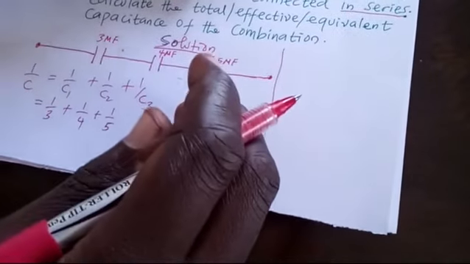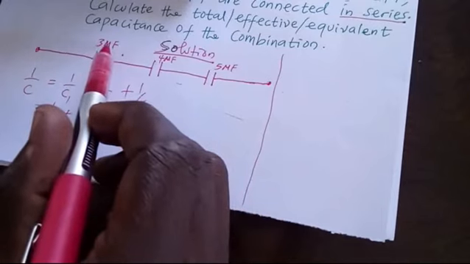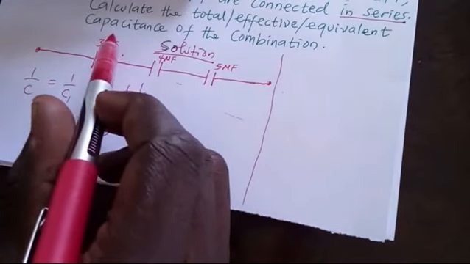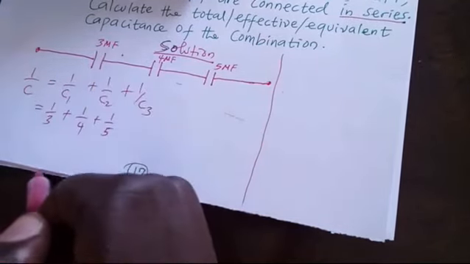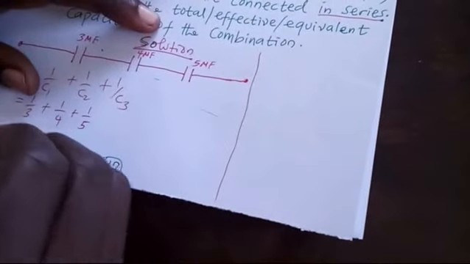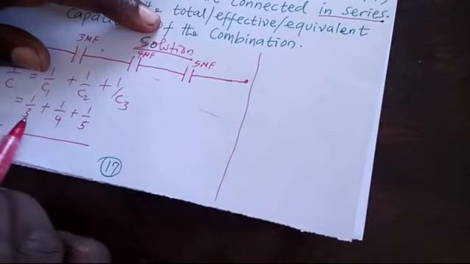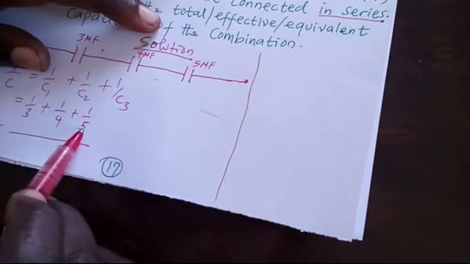1 upon 3 plus 1 upon 4 plus 1 upon 5. Take note of this. When you are finding the total capacitance, do not use times 10 to the power minus 6 here. You can ignore that completely. Now, the next is math. What is the LCM of 3, 4 and 5?